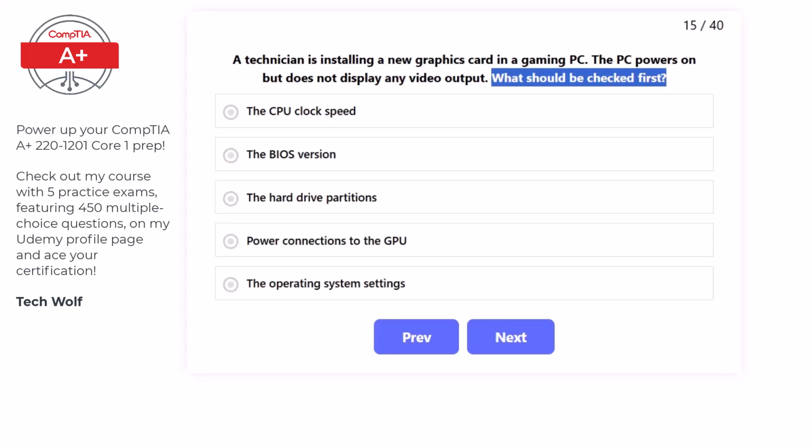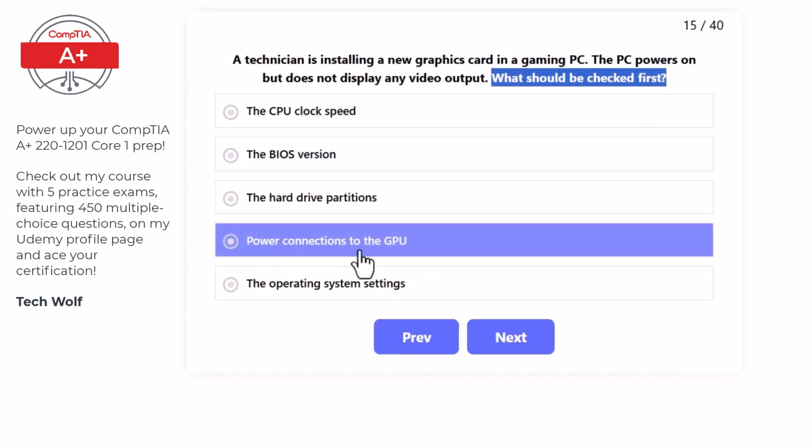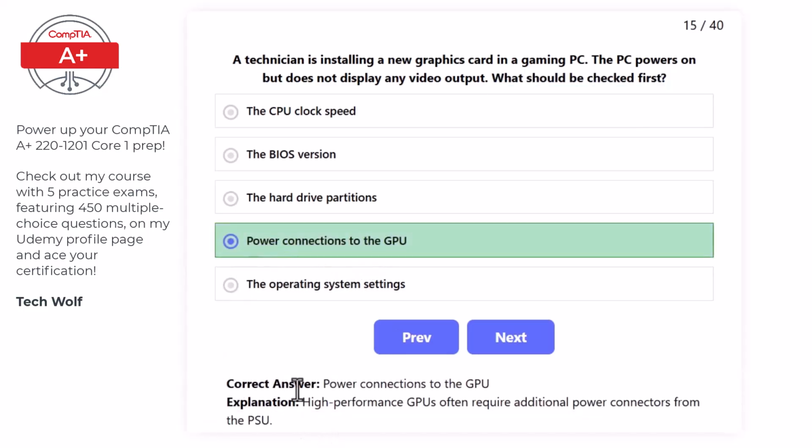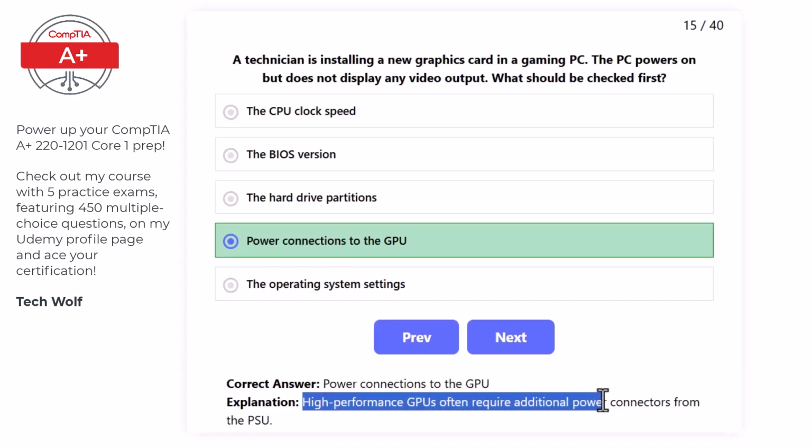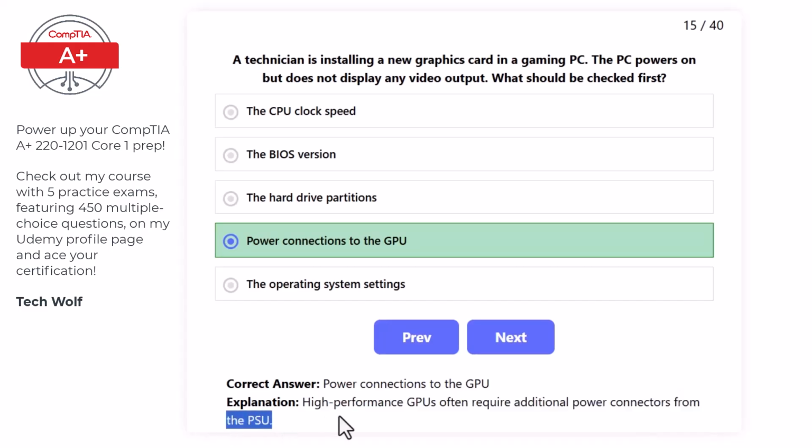And here the most likely cause could be, or what we shouldn't check, is power connections to the GPU, as high-end GPUs require more power to be connected from the motherboard. And as you can see here, the correct answer is high-performance GPUs often require additional power connectors from the PSU. And PSU is the power supply unit in your PC.